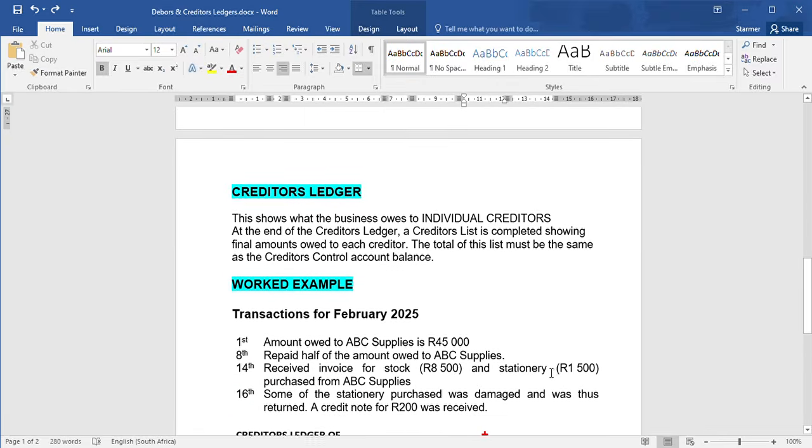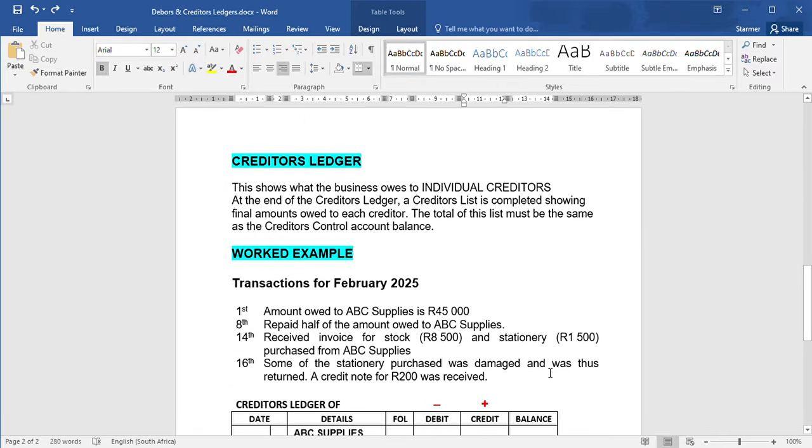Okay, moving on to creditors ledger, it works exactly the same, except this time we show what we owe to each person that we buy on credit from. If you buy on credit, you're talking about a liability here. So if you want to decrease what we owe, you're going to put it in the debit column, it's a minus. If we increase, you're going to put it in the credit column.